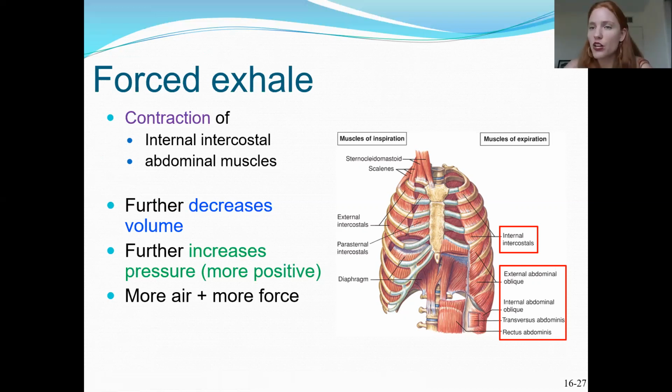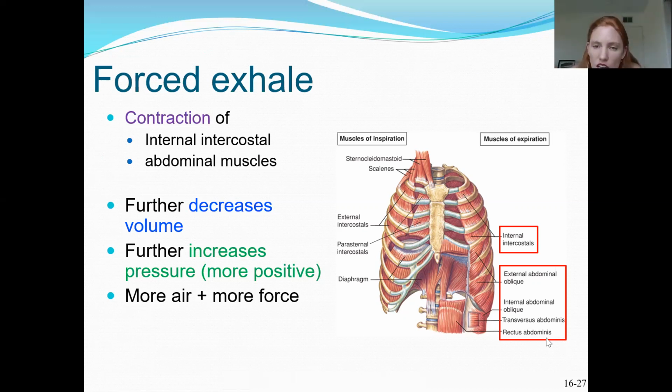Inter means between, costal means rib. So intercostal. And so if you contract those internal intercostal muscles, that's going to pull the ribs closer together, which is going to compress your entire thoracic cavity, which decreases the volume of the thoracic cavity even more.